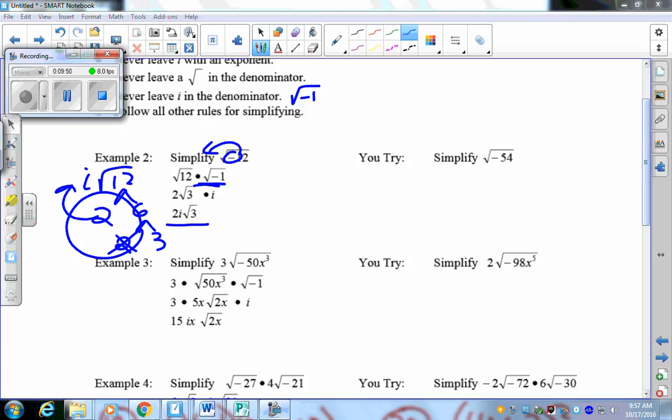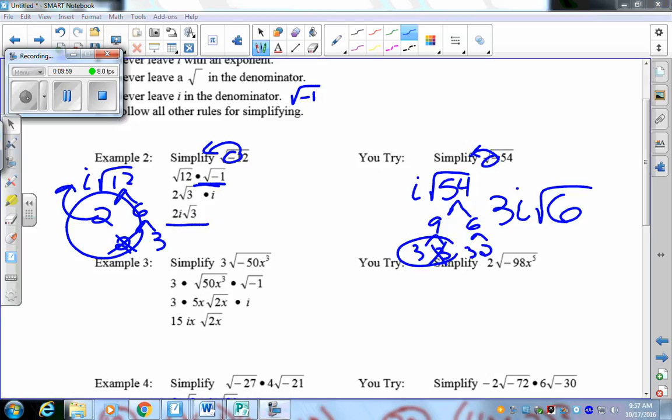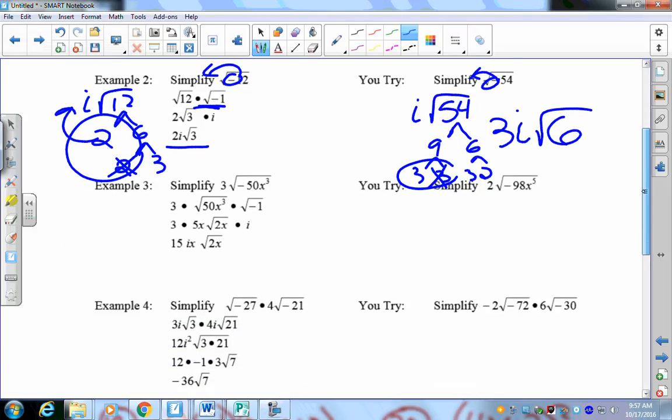All right, go ahead and pause the video. I'm going to do the you try for you, and I want you to do the you try as well, and then press play to check it. Pause the video. All right, and I got 3i radical 6. Started by taking my negative out, so pulling an i to the outside, and then I broke down the 54. You can pause and look through my work if you need to. All right, I'm going to move on to example number 3.